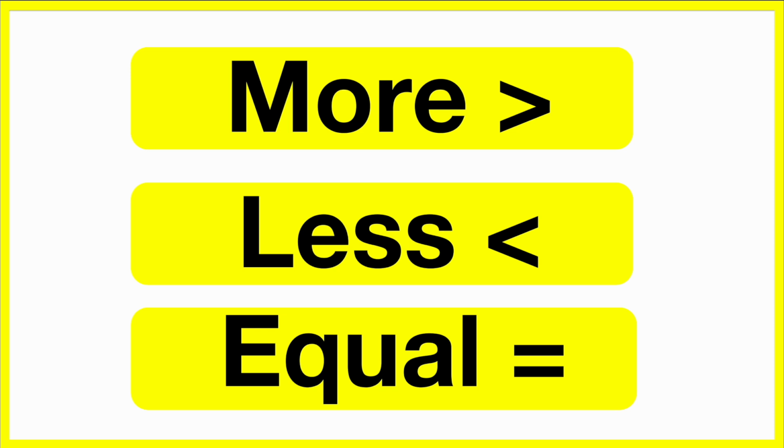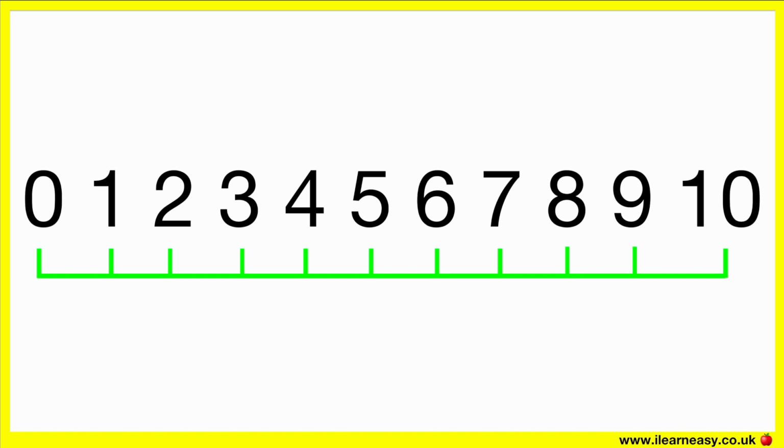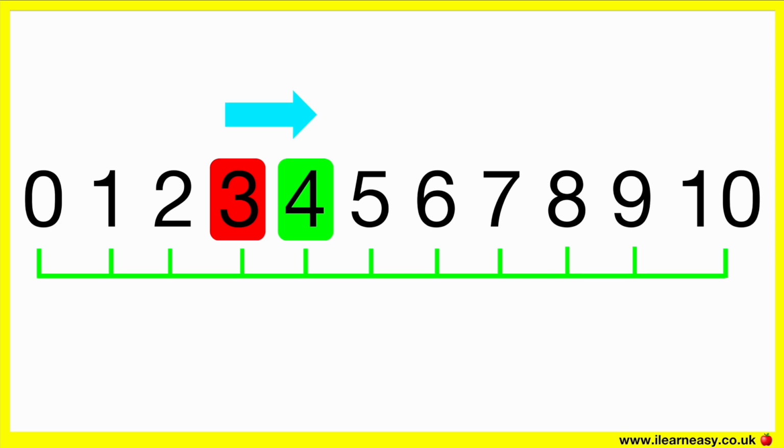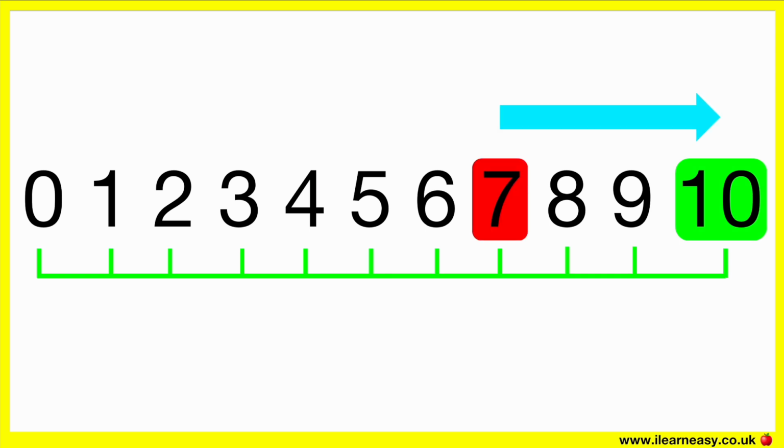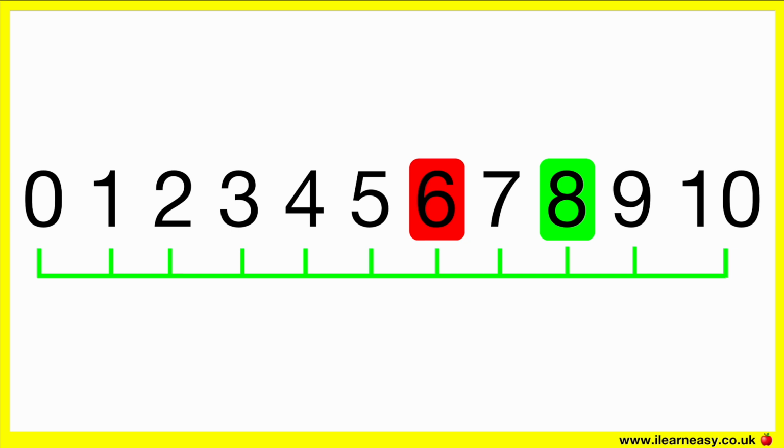More means a higher number value. Less means a lower number value. A number that has a higher value will be further up in the number sequence. For example, the number 4 has a higher value than 3, so it's further up the number sequence. The number 10 has a higher value than 7, so it's further up the number sequence. The number 8 has a higher value than the number 6, so it's further up the number sequence.